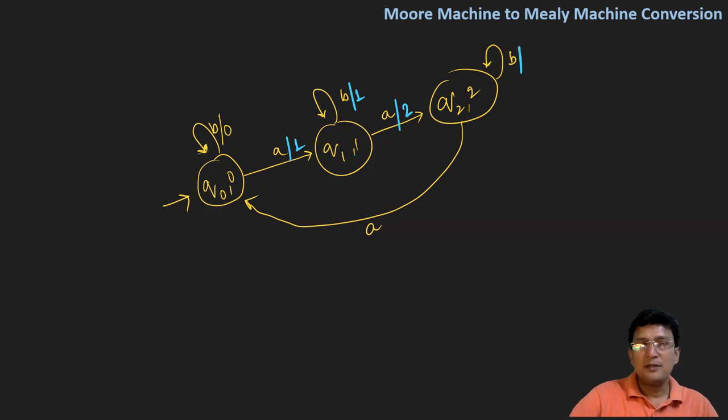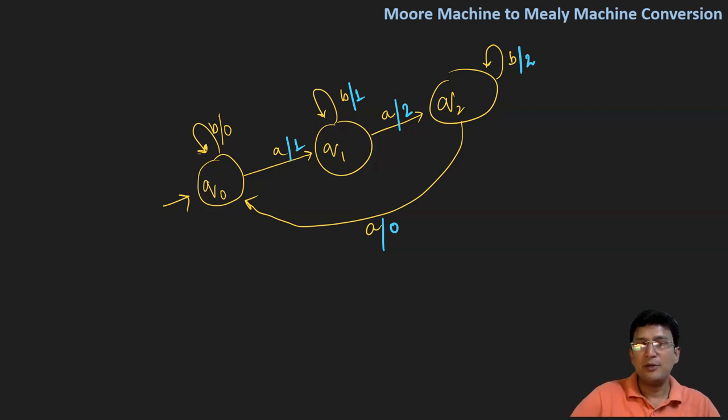Similarly, whenever we take B at the Q2 state, it remains at itself. So whatever is the output of this state is associated with this transition. Q2, on taking the symbol A, is moving to the Q0 state. Hence, the output associated with this one will be the output associated with the Q0 state. So the output associated with this will be 0. Since we have taken all the output symbols to the transitions, let's remove every output value associated with the states. And this is the Mealy machine for the given Moore machine.